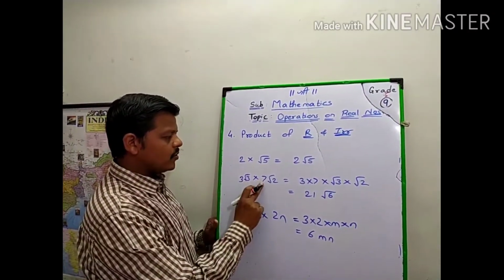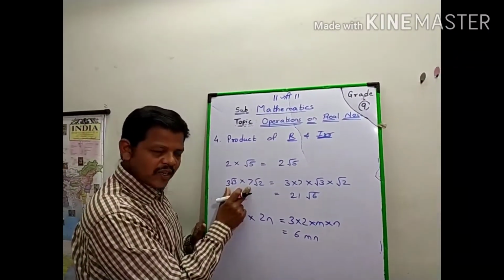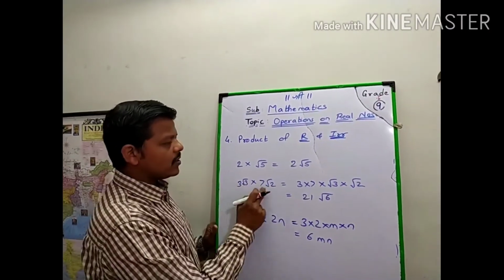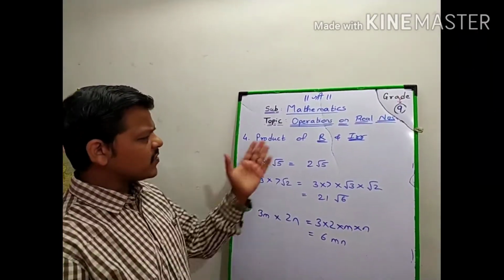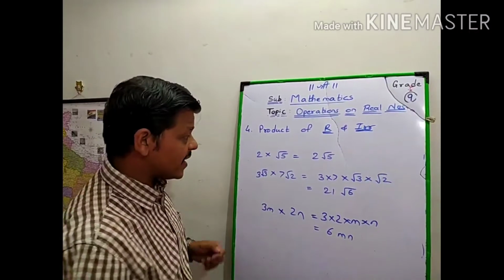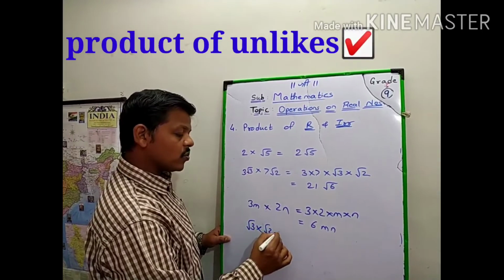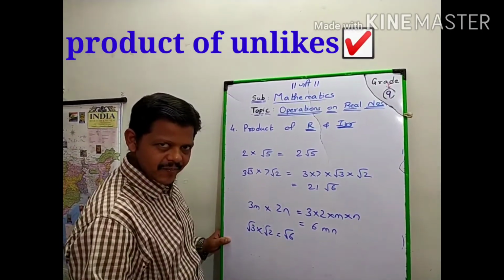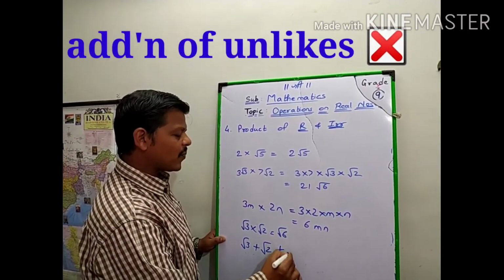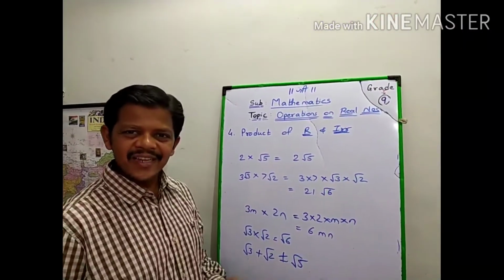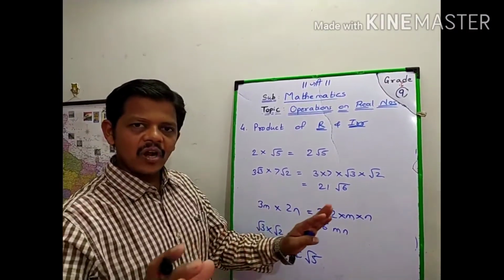Or 3 into 7, rational into rational, irrational into irrational, coefficient into coefficient, variable into variable. So 3 into 7, 21, root 3 into root 2, root 6. So just as we used to multiply. Multiplication is easy. See, very important. Root 3 into root 2 is possible as root 6. But root 3 plus root 2 is not possible as root 5. Do you understand? Unlike irrationals, multiplication is fine, addition not allowed.